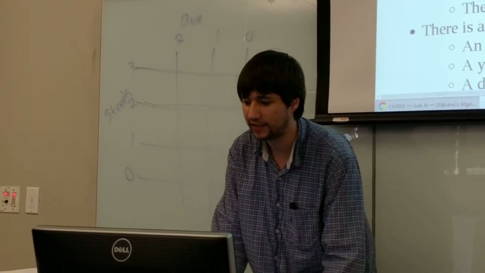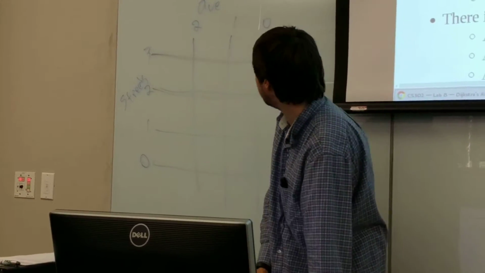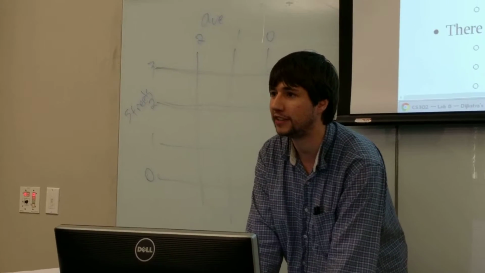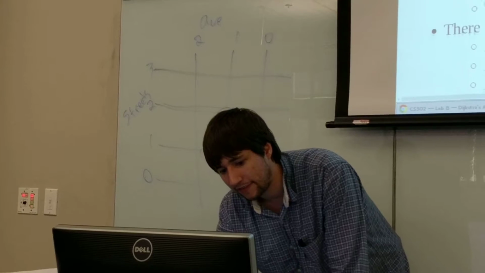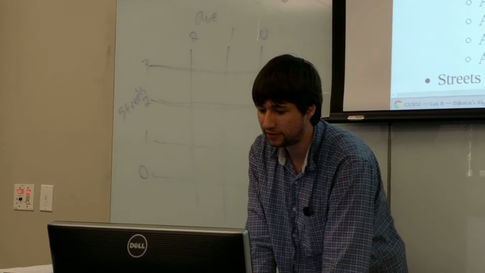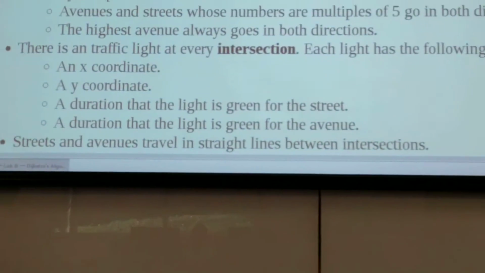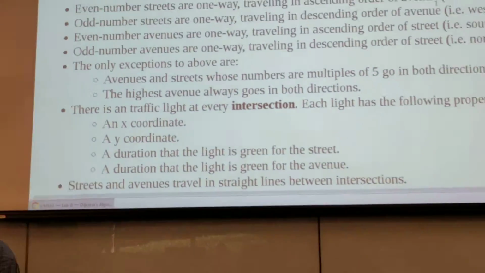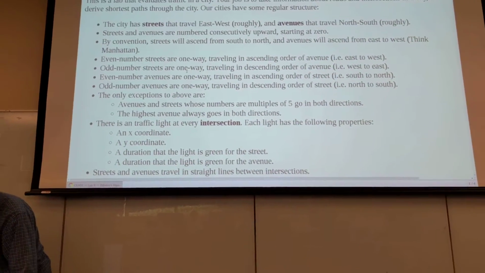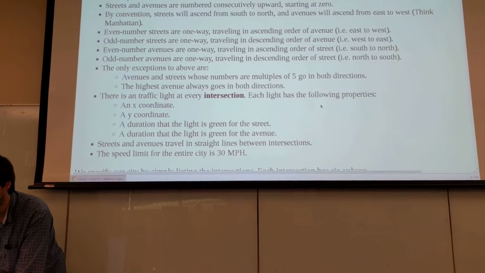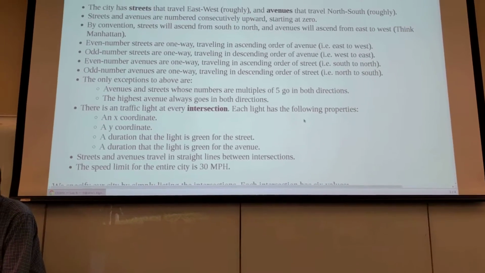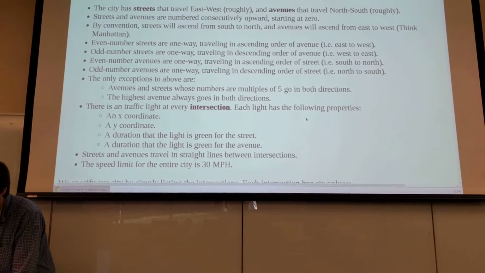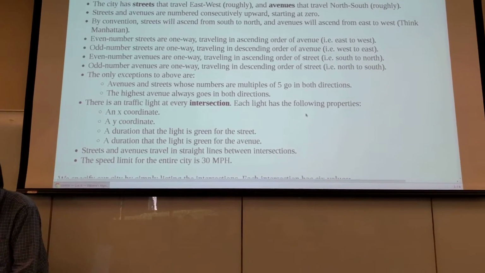And then in this city, there's also rules about which direction you can travel on the streets. Some of the streets are bidirectional, and some streets you can only go one direction. So even number streets and avenues are always in ascending order, and odd numbers are always in descending order. And then there's some exceptions: avenues and streets that are multiples of 5, you can travel in both directions. This includes 0. And the highest avenue always goes in both directions.